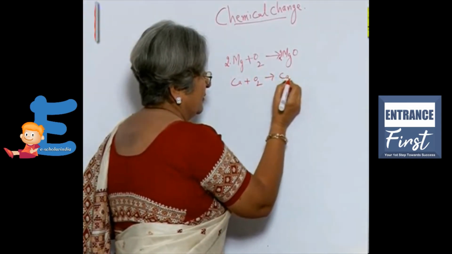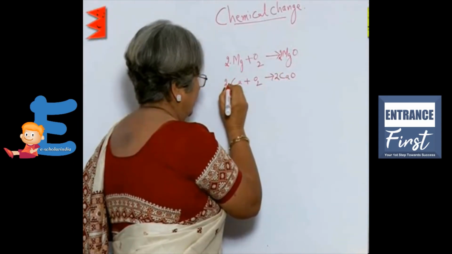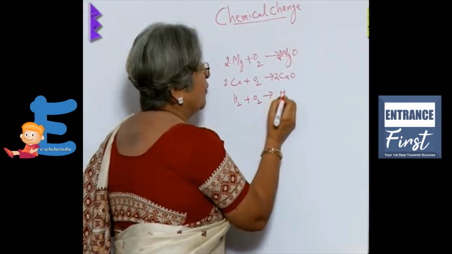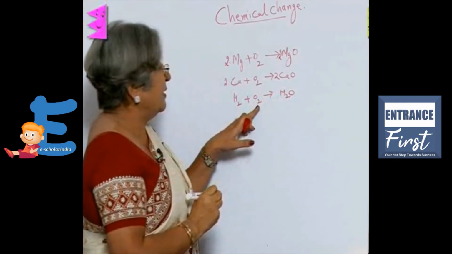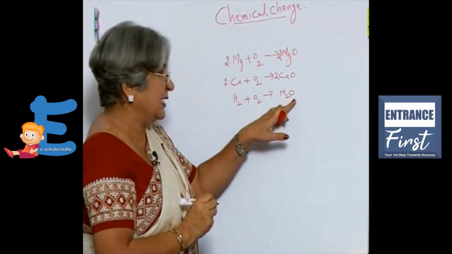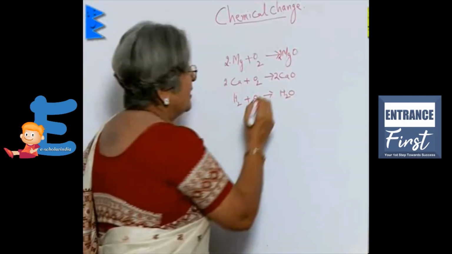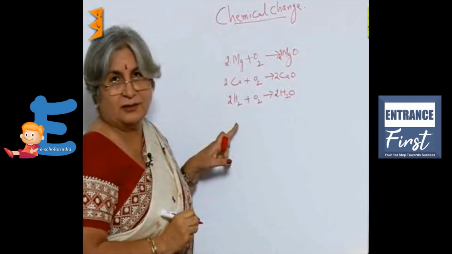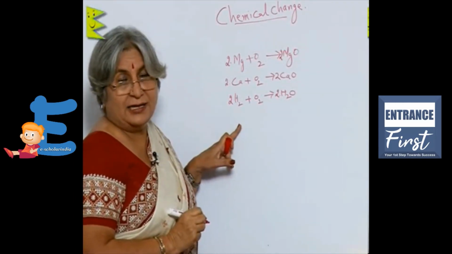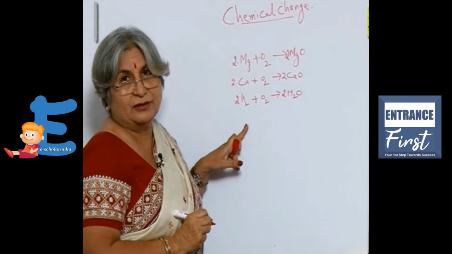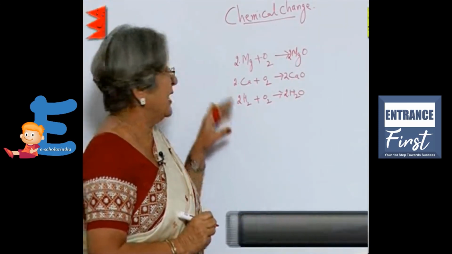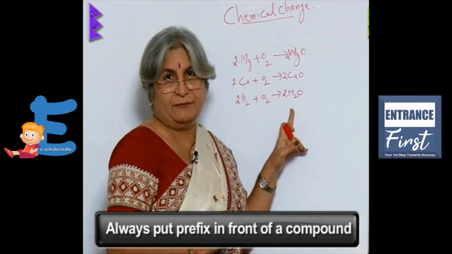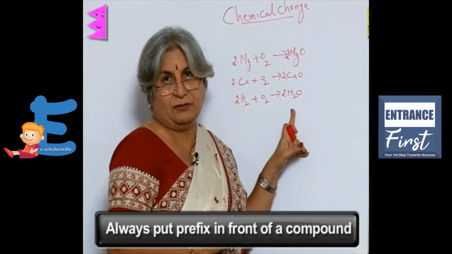Same is true for calcium oxide. Or when hydrogen and oxygen combine, they form water. Now here oxygen atoms are 2, but here there is only 1. So if there are 2 molecules of water, we will get a balanced equation. Then we have also taken 2 molecules of hydrogen. So in these cases, what we found is that we have always put the prefix in front of the compound.